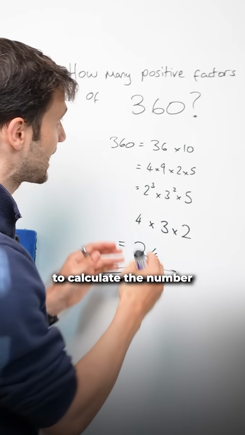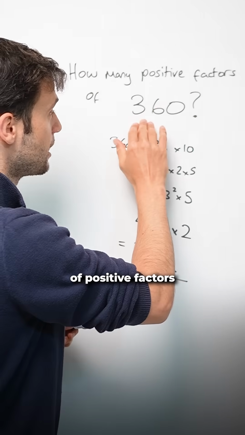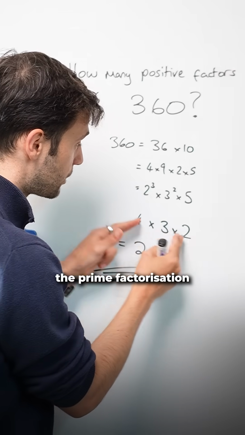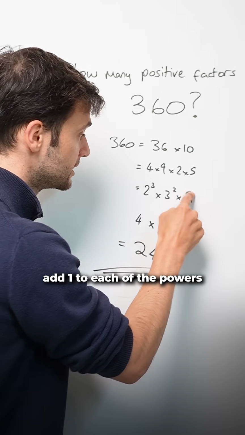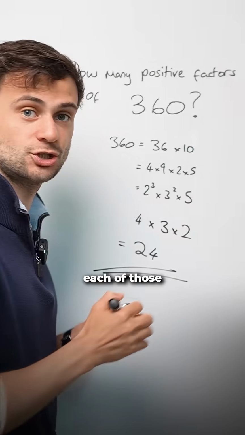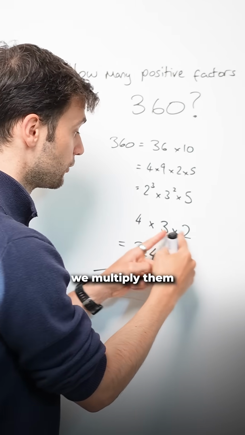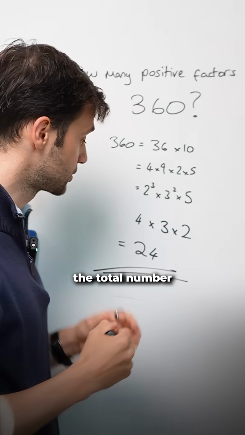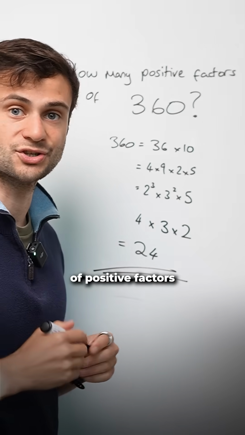This is a quick method to calculate the number of positive factors of any number. We just have to find the prime factorization, add 1 to each of the powers, because that tells us the number of options we have for each of those prime factors, and then we multiply them together. And that gives us the total number of positive factors of any number.